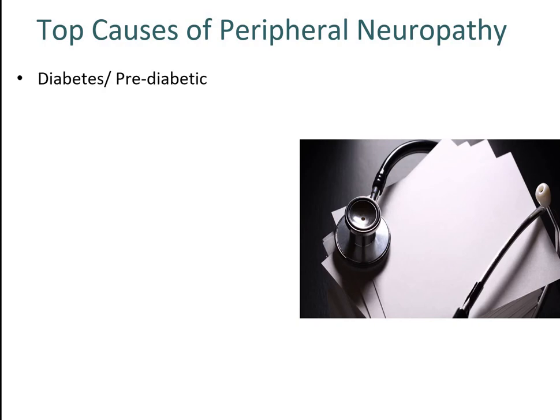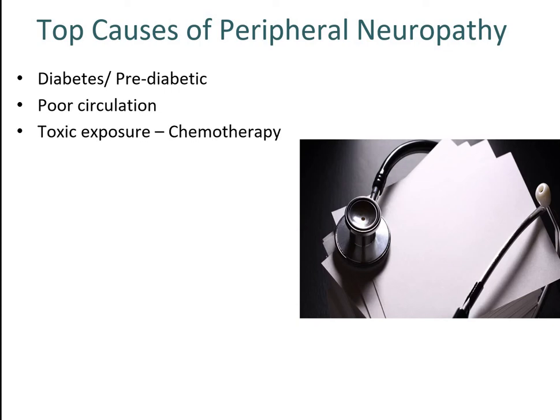So diabetes and pre-diabetic, we already talked about that. Poor circulation, now that can go along with the diabetes, but you can get neuropathy independent of diabetes just because of poor circulation as well. Toxic exposure like chemotherapy. Now chemotherapy, did you know that actually 50% of people who go through chemotherapy end up with neuropathy? So that's a really important statistic because we get all sorts of patients with chemotherapy-induced neuropathy in our clinics all the time. Back, neck, herniated discs.